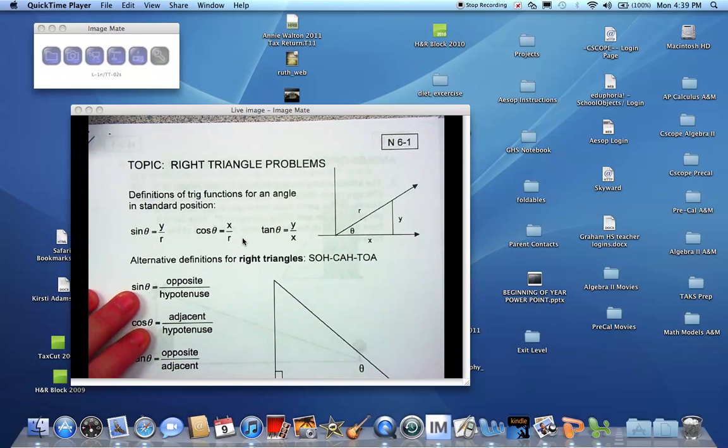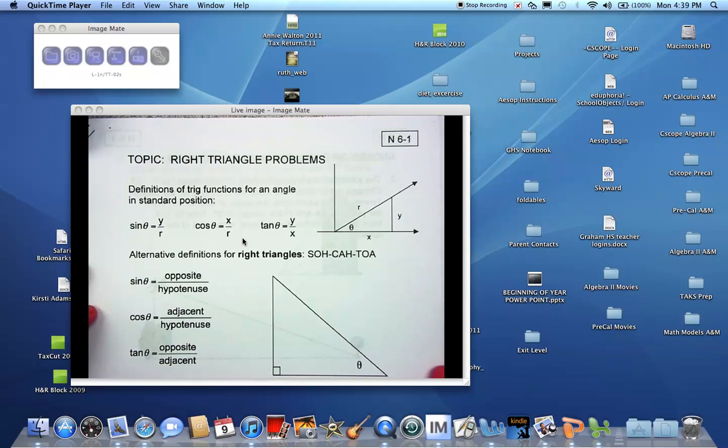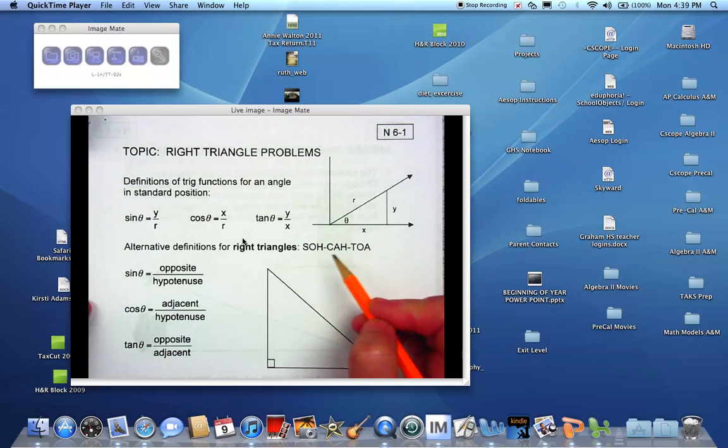All right, this next unit, we are going to apply everything we've learned in trig. We're going to apply it to triangles. And this is what you did in physics. So this is probably somewhat of a review, especially with SOHCAHTOA here.